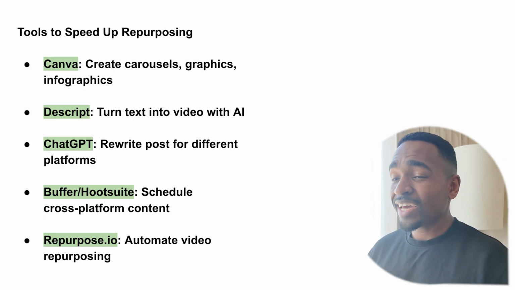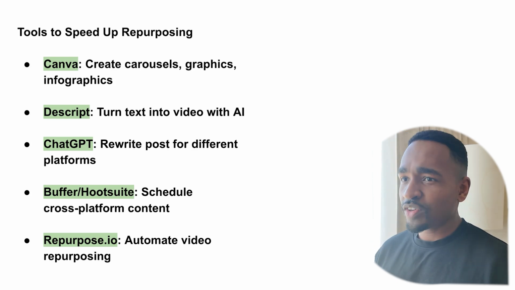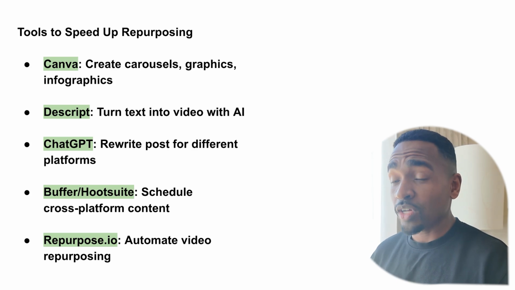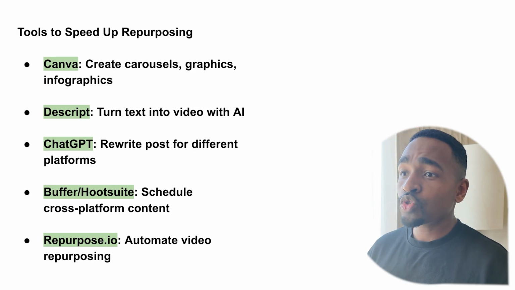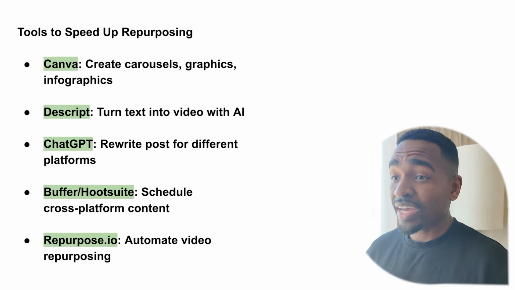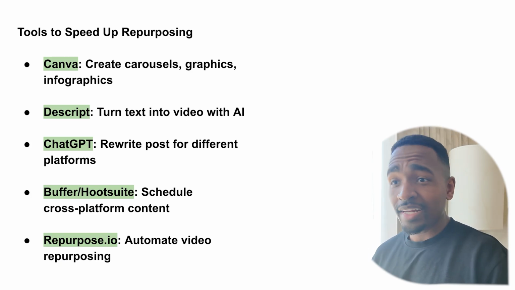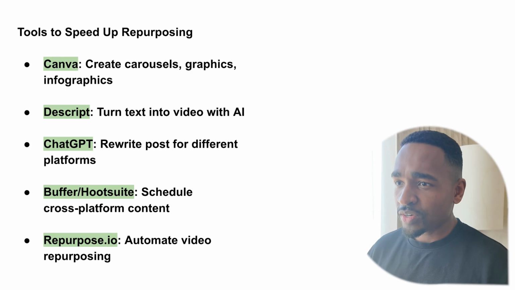Now, there are some tools that can help you along the way with this. First of all, Canva, to help you to create carousels, graphics, infographics, things like that, because they've got templates to help with that. You've then got a tool called Descript, where you can turn text into video with AI, and you don't have to actually record anything. You've then got ChatGPT, where you can rewrite your posts for different platforms. So you can ask it to turn a LinkedIn post into a Twitter thread, for example.